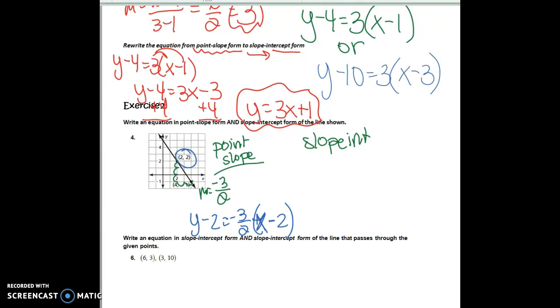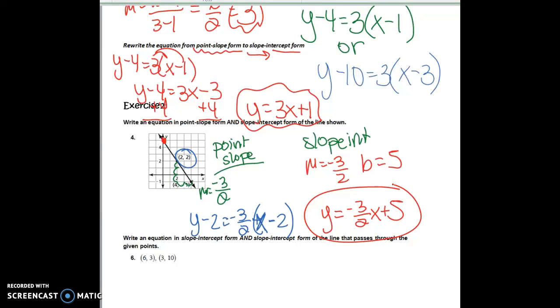Now, point slope, I could distribute the 3 halves x if I wanted to. I'm actually just going to look at the graph, the y-intercept. So m is negative 3 halves, and the y-intercept is 5. I'm just going to do that because I think that's a faster way, because I can tell what the y-intercept is on the graph. And there we go.